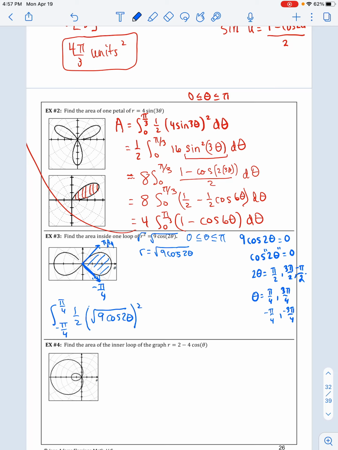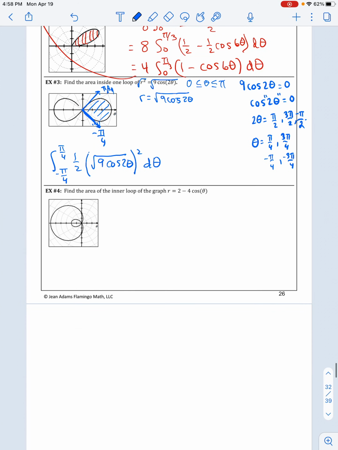My r is the square root of 9 cosine of 2 theta. So that's my r squared d theta. Okay, so I'm going to go from negative pi over 4 to positive pi over 4 to get the inside of one loop of this. So now I've got another page down here. I'm going to go ahead and finish my example number 3 down here. So example number 3 continued.